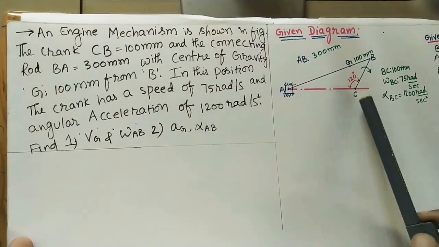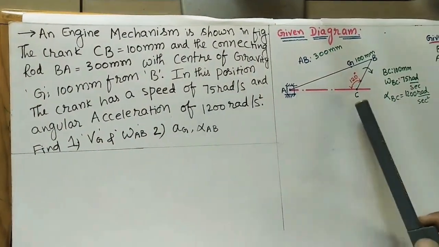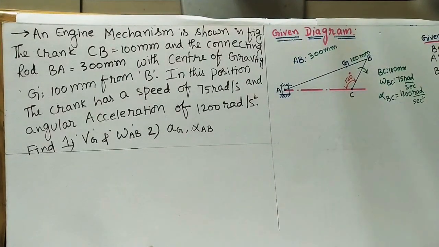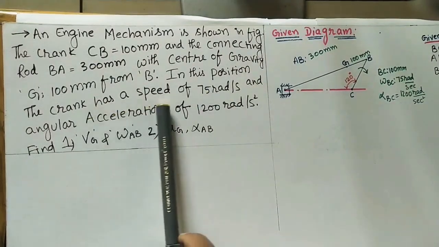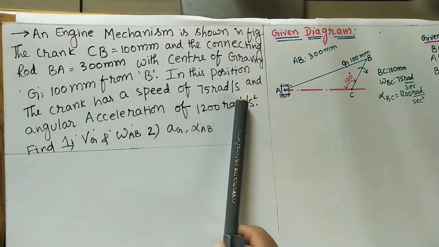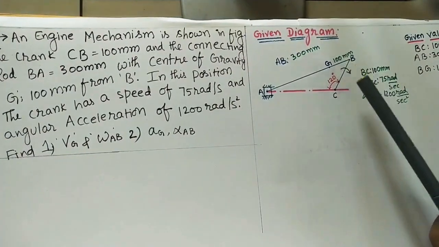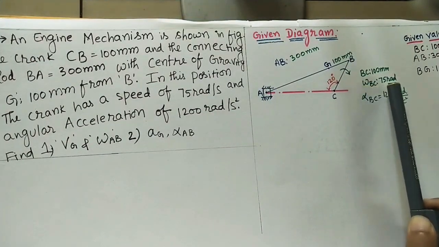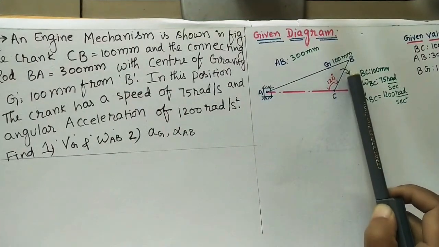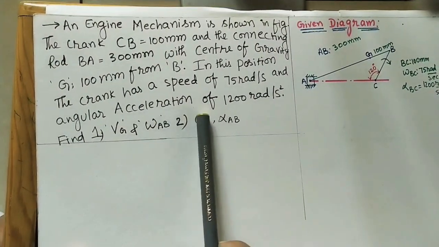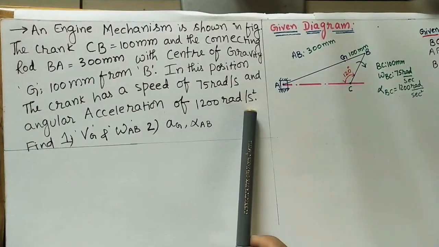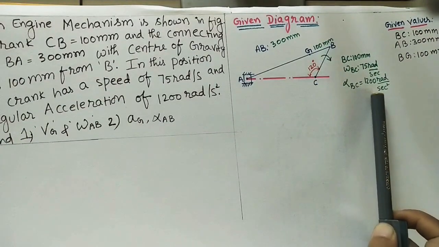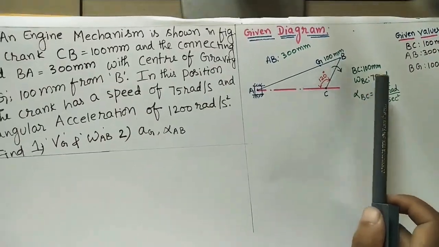BG is 100. And then in this position, this angle is given, 120 degrees. This crank is making 120 degrees with the horizontal line. In this position, the crank has a speed of 75 radians per second. So it is the angular speed of the crank. The arrow is given, it is moving in the clockwise direction. So angular velocity of BC, omega, is 75 radians per second in the clockwise direction. And next, angular acceleration of the crank is 1200 radians per second square. So angular acceleration alpha of this crank BC is given, it is 1200 radians per second square. This is the given data.